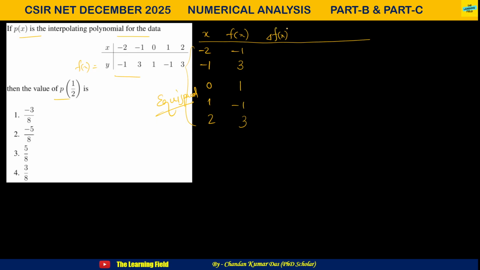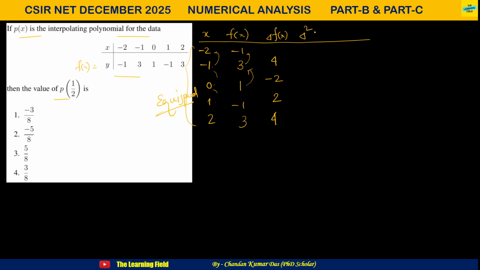First, delta f(x). Delta f(x) means this minus this, divided by this minus this. So 3 minus -1 is 4, divided by -1 minus -2 which is 1, so that gives us 4. Similarly, 1 minus 3 is -2, divided by 1, that is -2. Then similarly 1 minus -1 means -2, divided by 1, so that is -2. Similarly we get this one as 4.